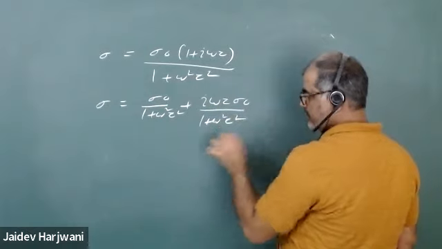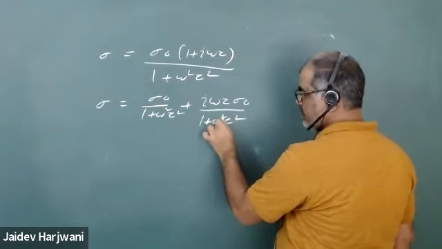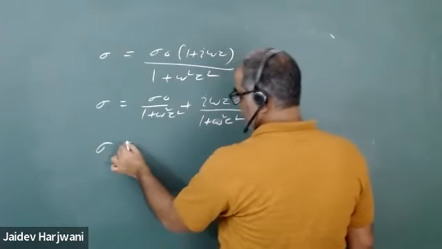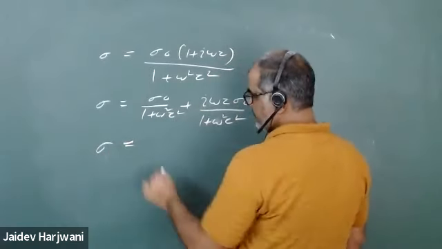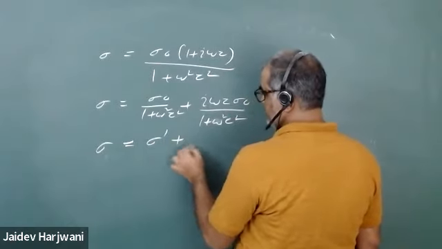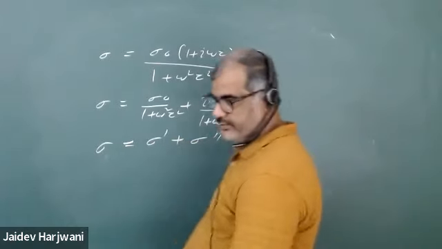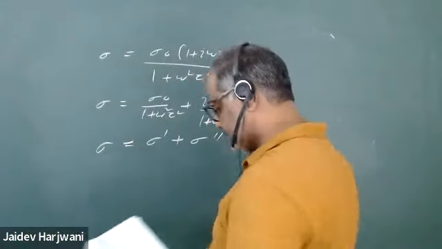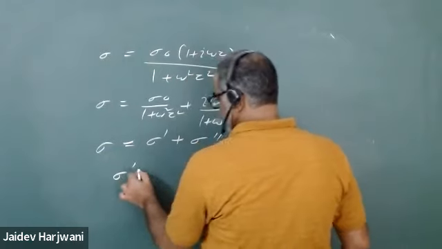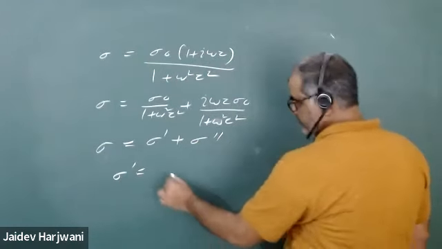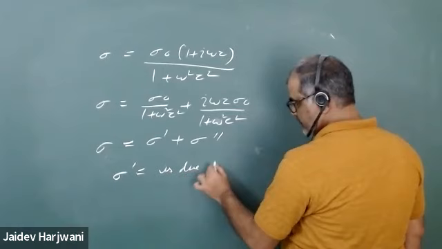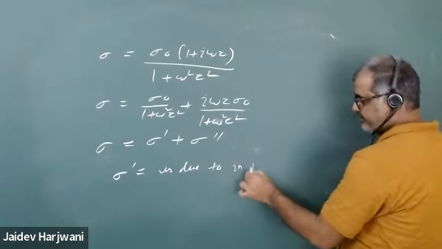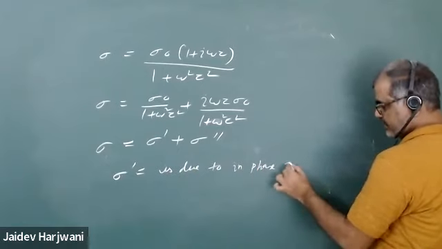Ab theek hai? Yes, sir. And this is a complex quantity. Say this is sigma one, okay, sigma dash, and this you call sigma two, sigma double dash. Okay, so this sigma dash is due to resistive current, due to in phase resistive current.